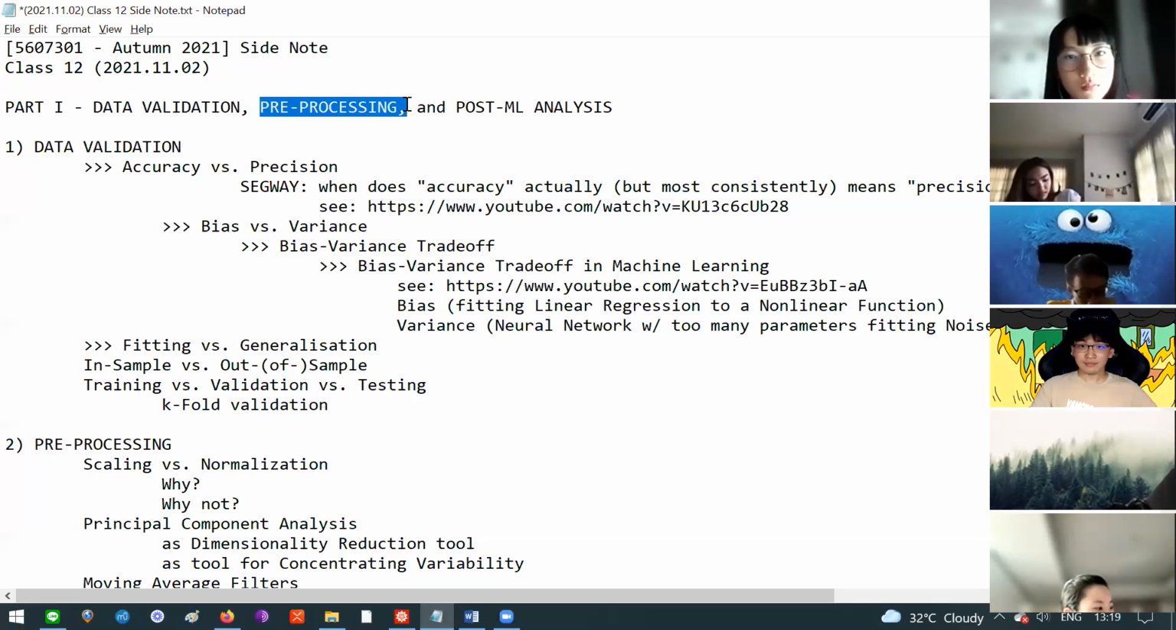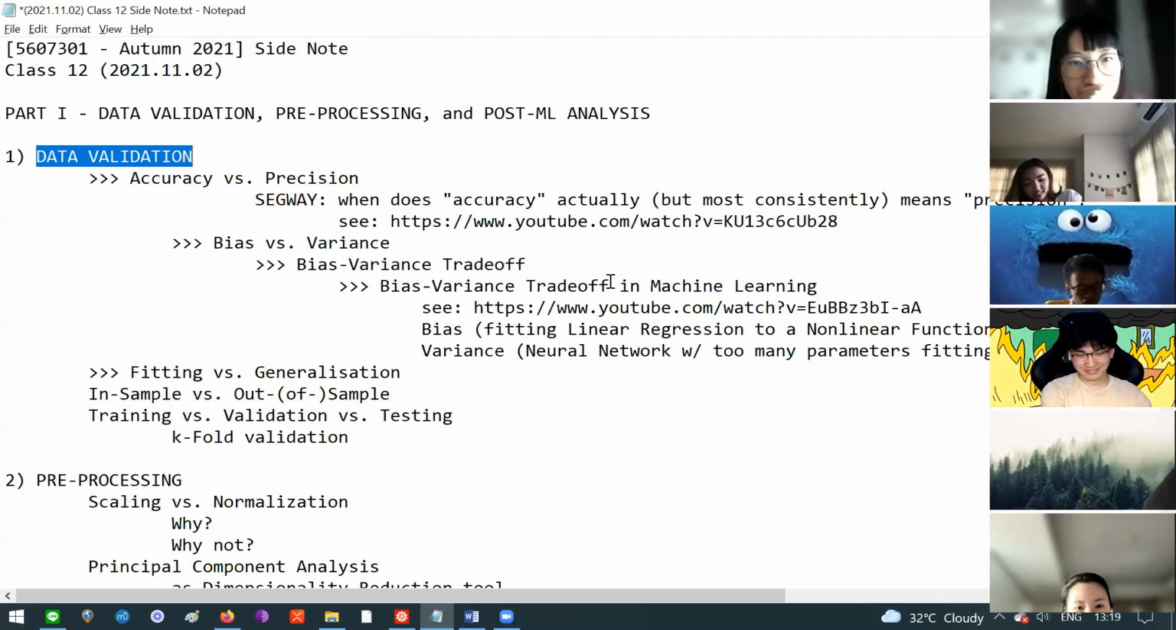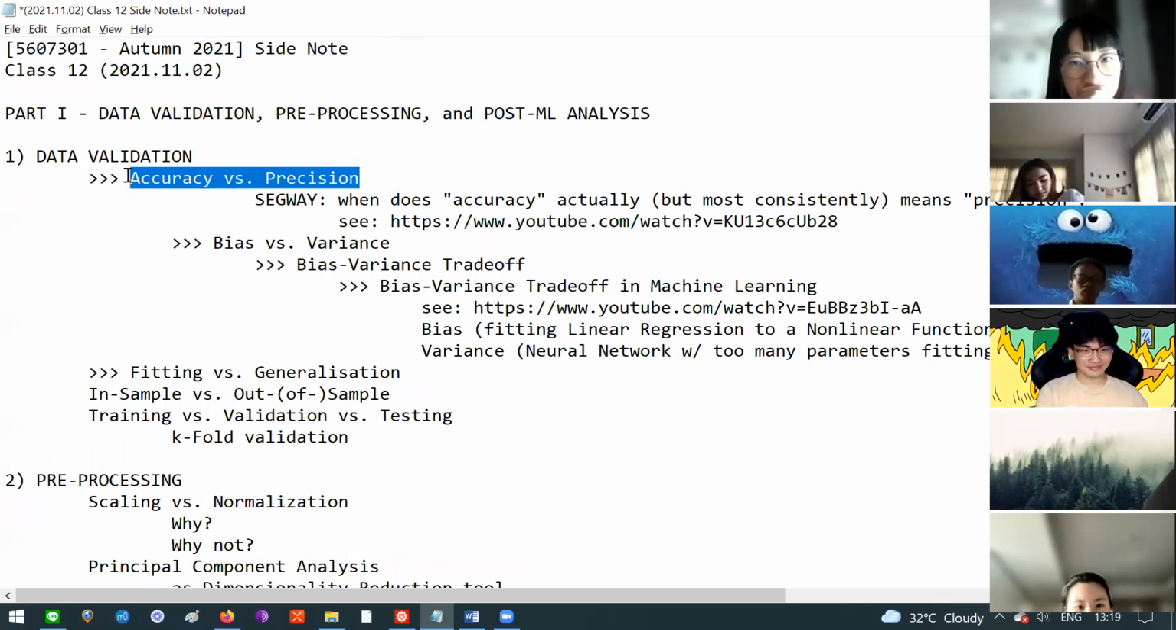Now, first thing, I'm going to cover data validation. First of all, we have to get to this concept. The first concept that you have to know is called accuracy versus precision.